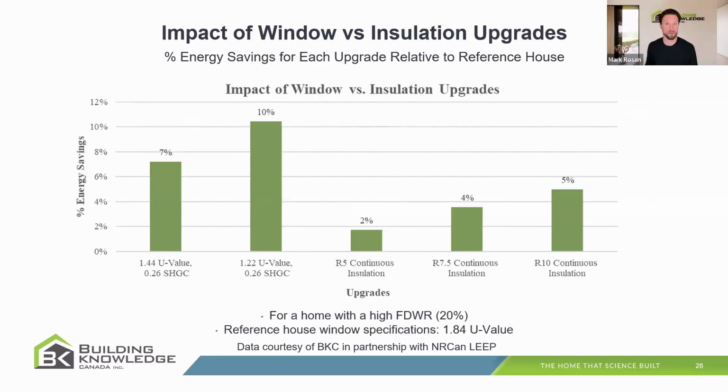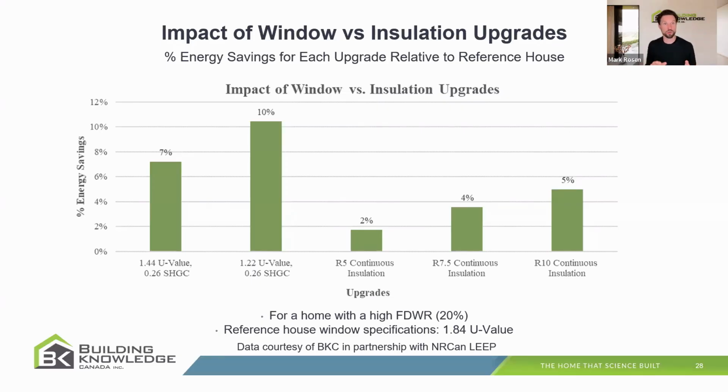And you can see that in a little bit more detail on this next slide, which compares, on a single reference house in this case, the energy savings associated with making a U value improvement with a moderately low solar heat gain coefficient compared against different levels of continuous insulation to your walls. And in this example, because the fenestration door to wall ratio was 20%, on the right side of that crossover point, the window upgrades save more energy than the wall upgrades.